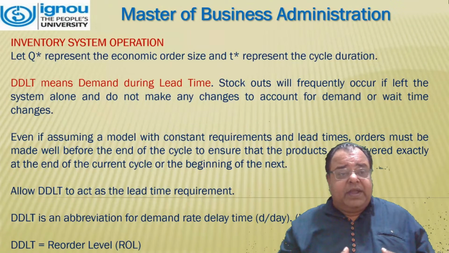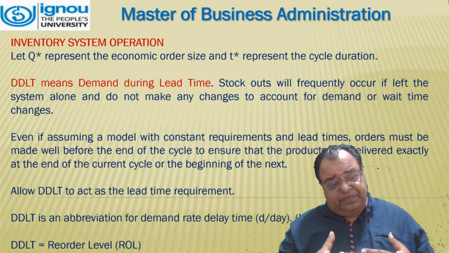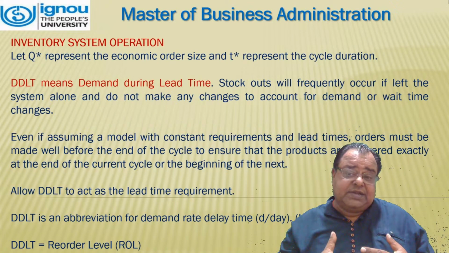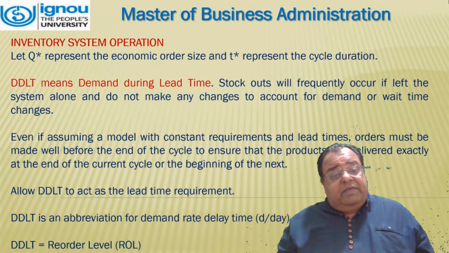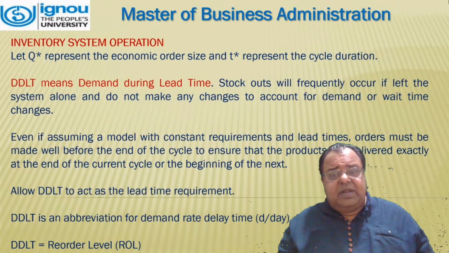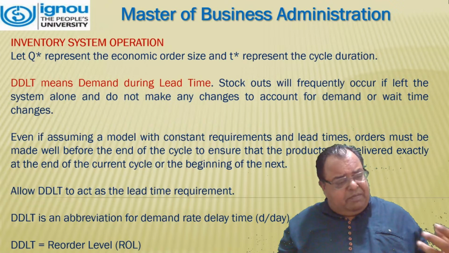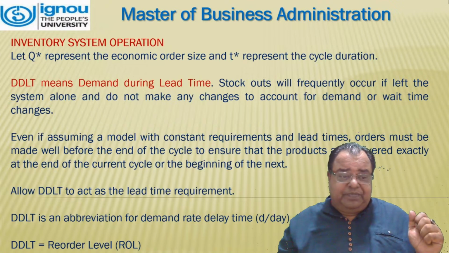Now we move to inventory system operations. Let Q star represent the economic order size and T star represent the cycle duration. We will start with demand during lead time, that is DDLT. Stock outs will frequently occur if we leave the system alone and do not make any changes to account for demand or wait time changes.